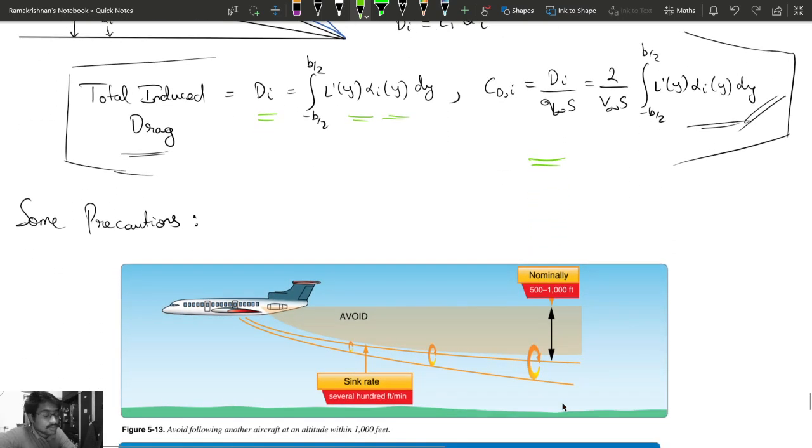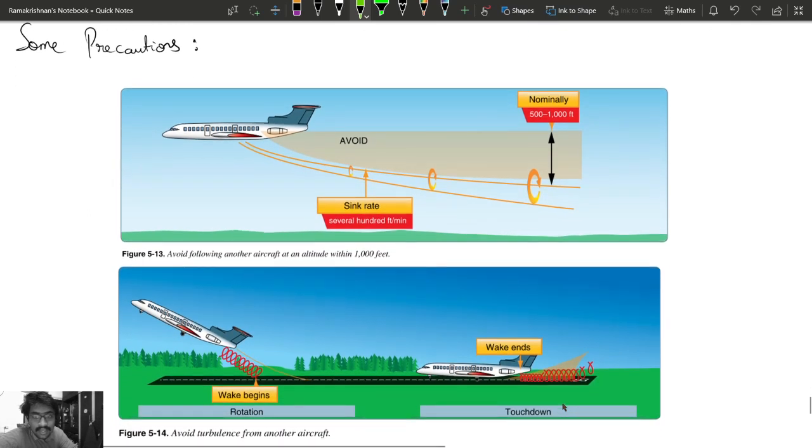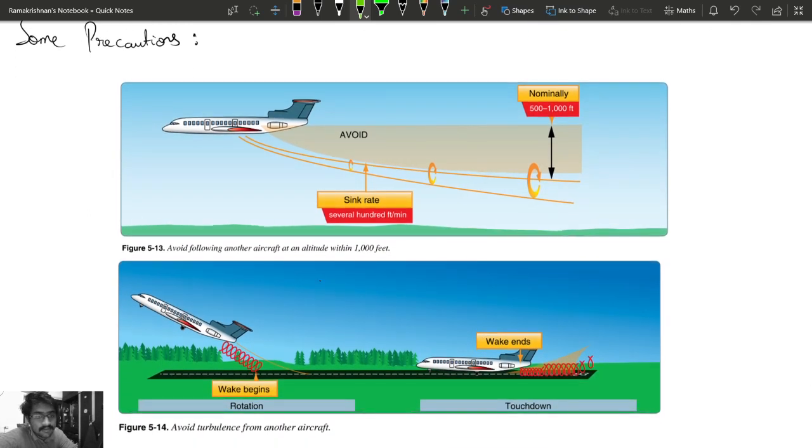So this is a problem. What are the normal precautions that people take, from a flight manual? Normally people avoid following an aircraft at an altitude within 1,000 feet, because these vortices tend to disturb the flow fields. Vortices from the plane in front tend to disturb the flow fields around the plane in the back. If there is a plane here, it gets disturbed, and it might experience some weird problems.